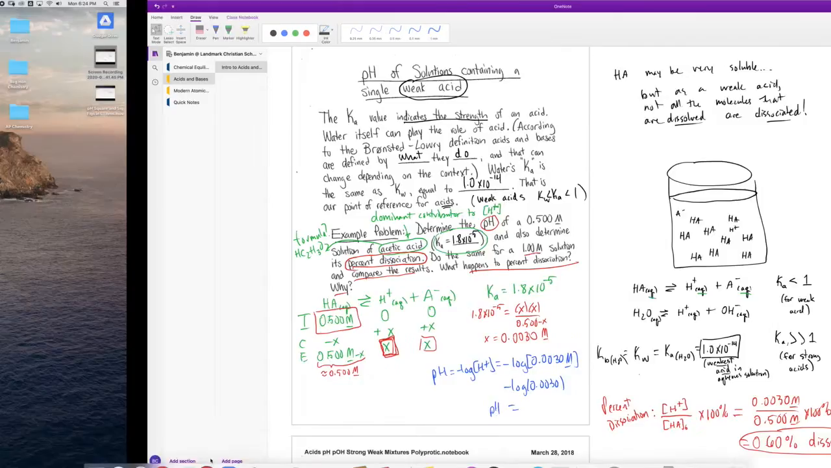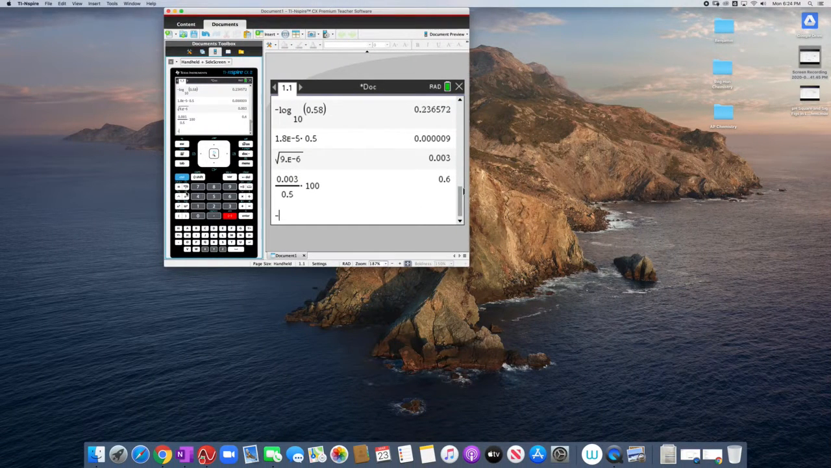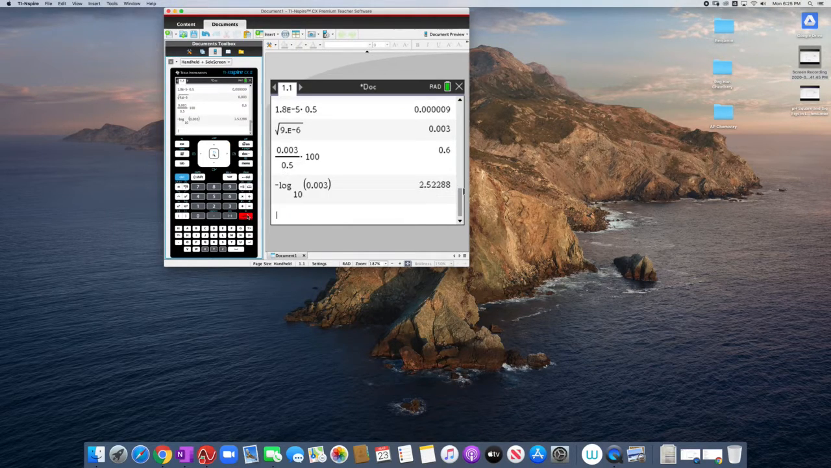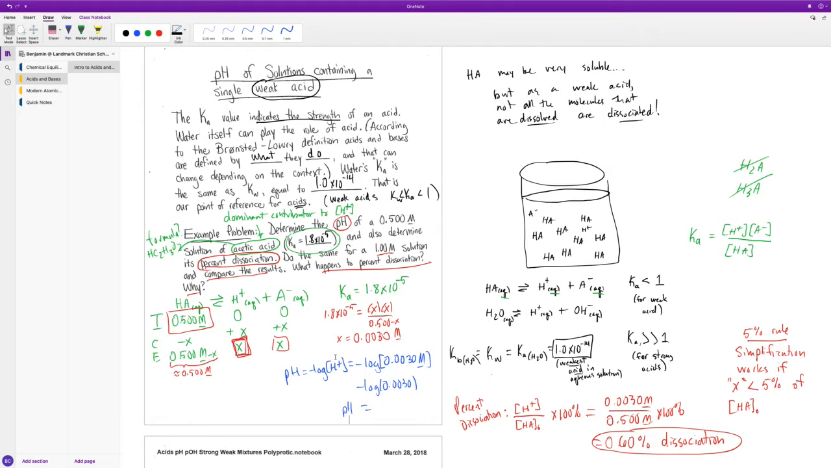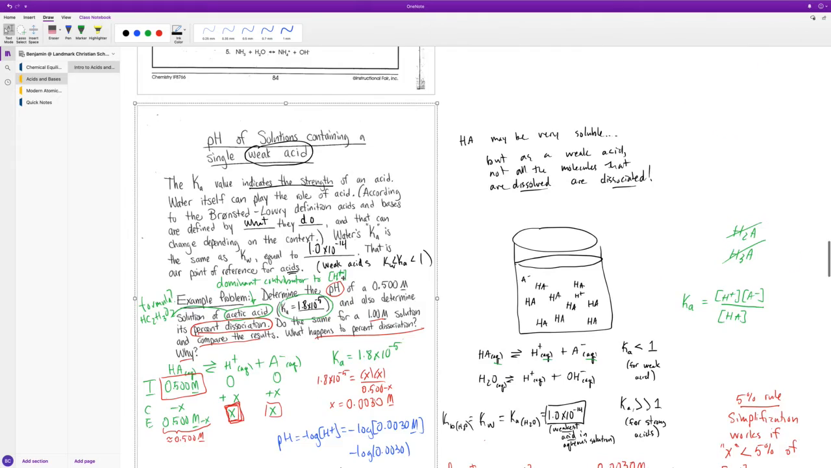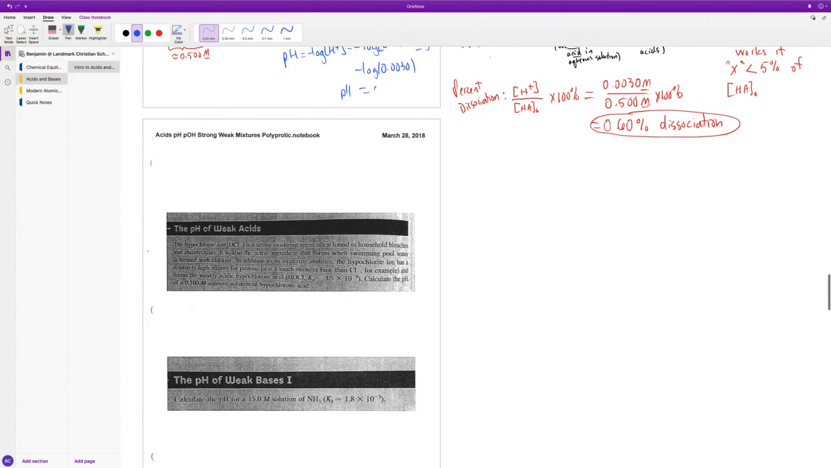Come on, calculator. Negative base 10 log of 0.003. With two significant figures, we'll have 2 decimal places in our pH. So 2.52. 2.52 is the pH. You should be asking yourself if that's reasonable. Is this pH reasonable, 2.52? Is it reasonable?